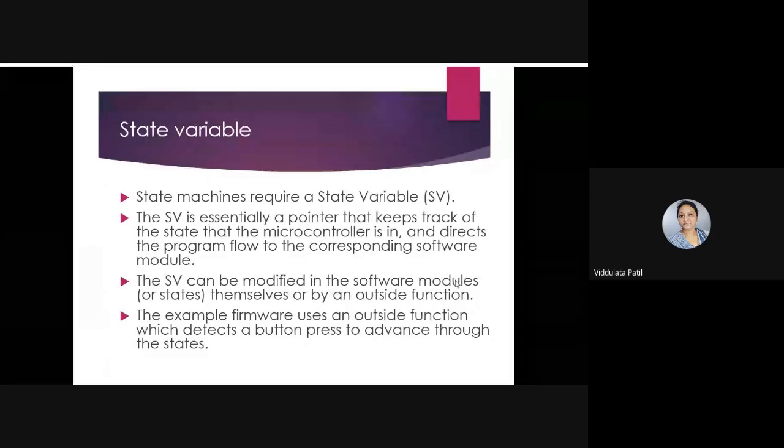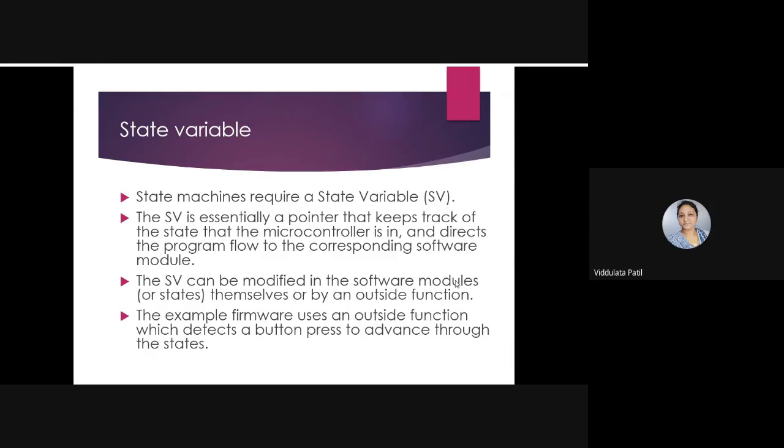The state variable can be modified in the software modules themselves or by an outside function. So if you want to modify this state variable, you can do it in a software module, or you can do it from the outside function. That means from the inputs or logic function that you can build externally, from that also you can change the state variable. The example firmware uses an outside function which detects a button press to advance through the states.